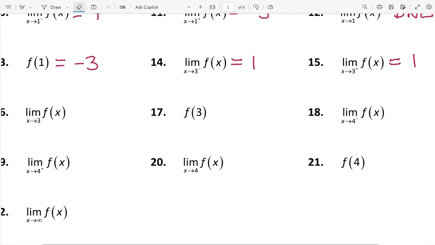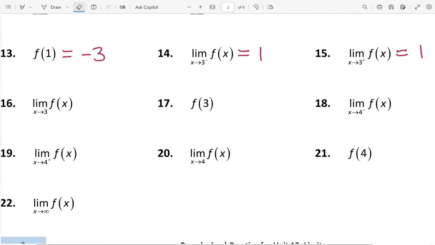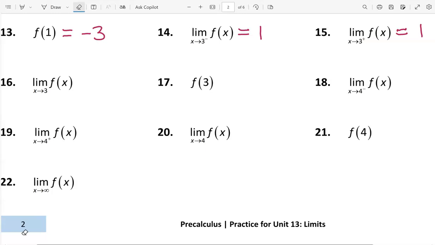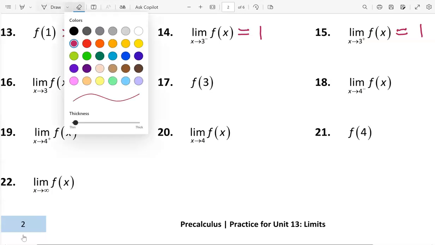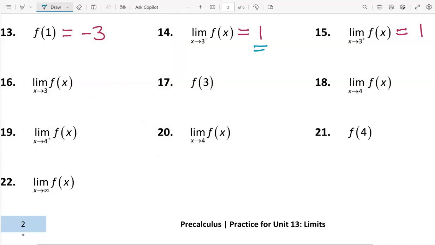In number 16, we are looking for the limit as x approaches 3 in general of f of x. If we look at the two left and right limits, they are both equal to positive 1, which means the limit of f of x as x approaches 3 is equal to positive 1 as well. If the two left and right limits agree with each other, then the limit in general is equal to that value.